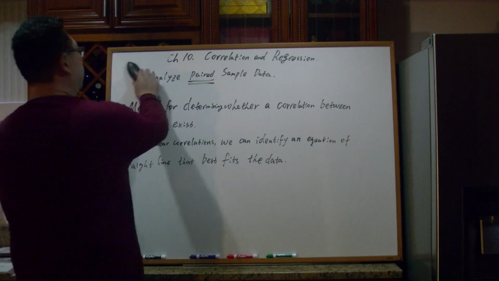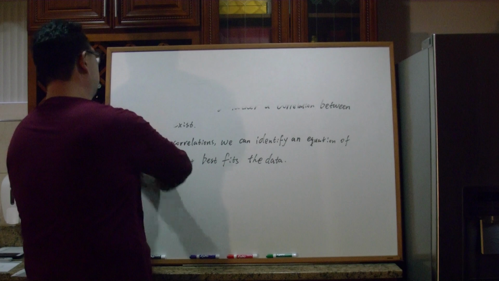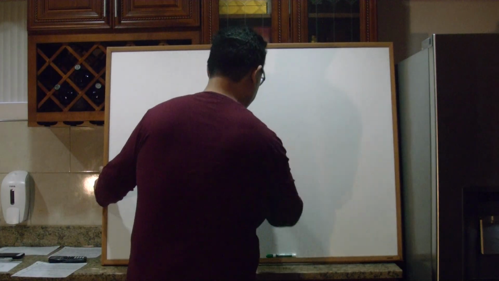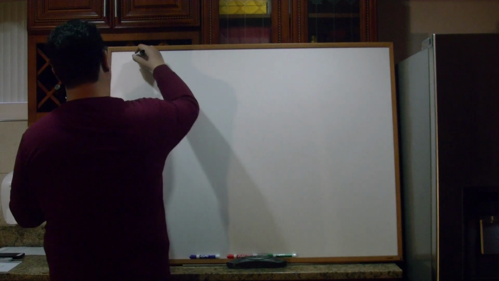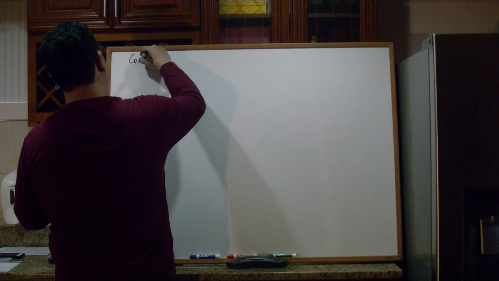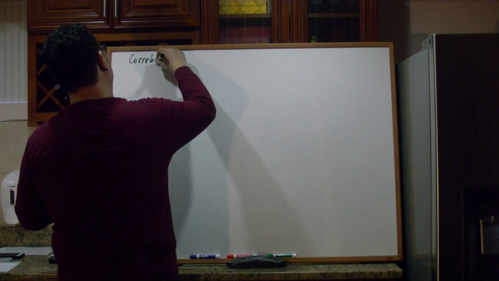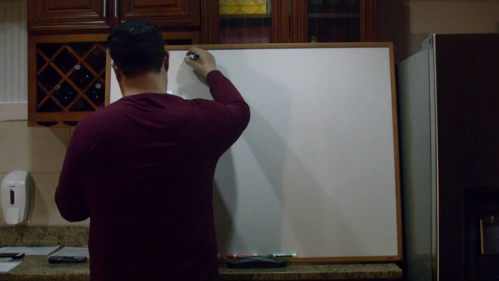Alright, so we have seen a short example that the waist circumference and the arm circumference are somehow correlated. Then let's see the definition. Correlation.